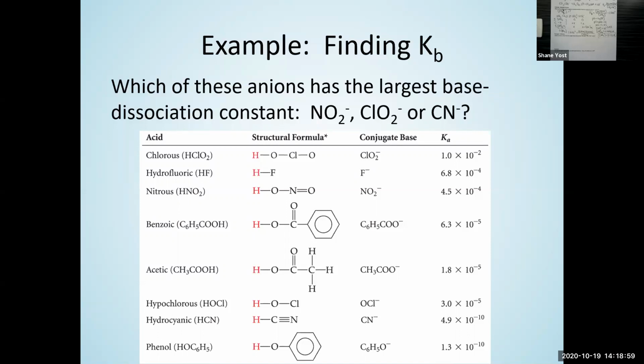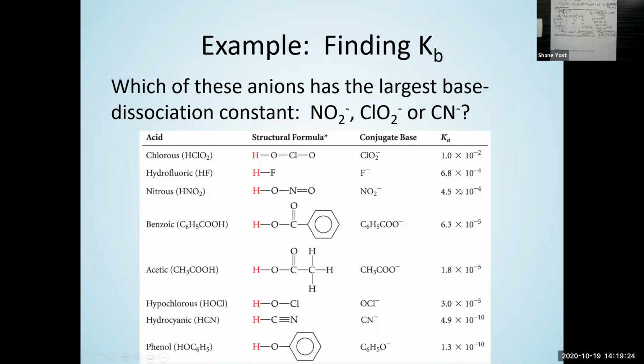Guess? So we get ClO2 minus and CN minus. Those are the two extremes. This table lists these acids from the largest Ka to the smallest Ka, so HClO2 is the largest on this table, and HCN is one of the smallest.